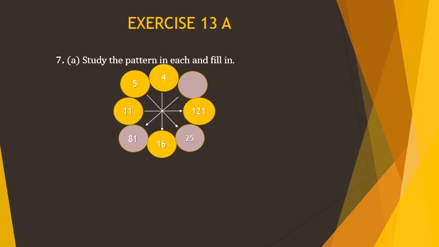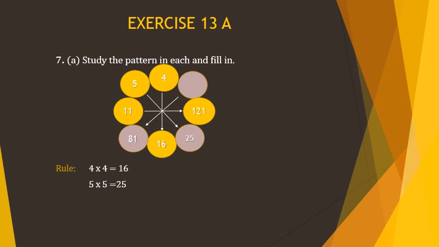So let's begin with number 4. The number 4 is at one end of the arrow, and at the other end of the arrow, what do you see? Number 16. And how do we get number 16? Well, 4 multiplied by 4 is equal to 16. Now let's move to the next number, which is 5. 5 is at one end of the arrow, and at the other end, which is the head of the arrow, we can see 25. And how do we get 25? 5 multiplied by 5 is equal to 25.